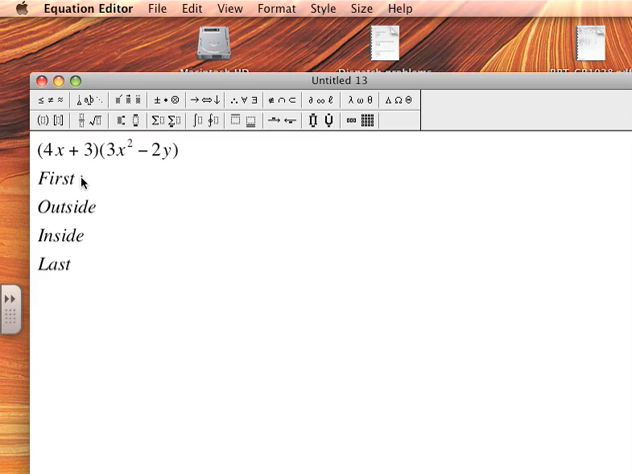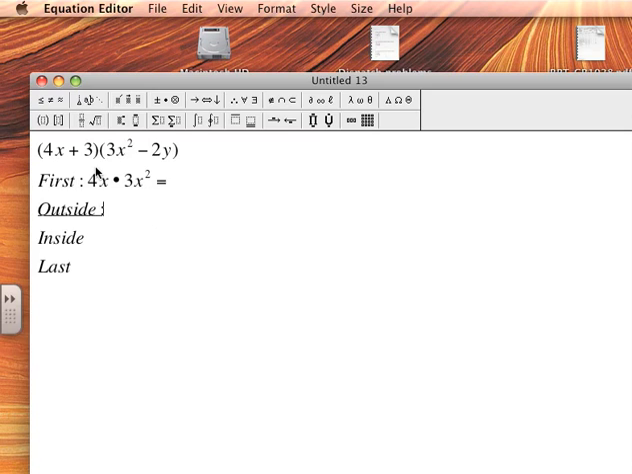Now, when I say first, what I'm looking for is the first term in each parentheses. So my first term in my first parentheses is 4x, and my first term in my second parentheses is 3x squared. I'll type in an equal sign, and I'll actually multiply in a second.